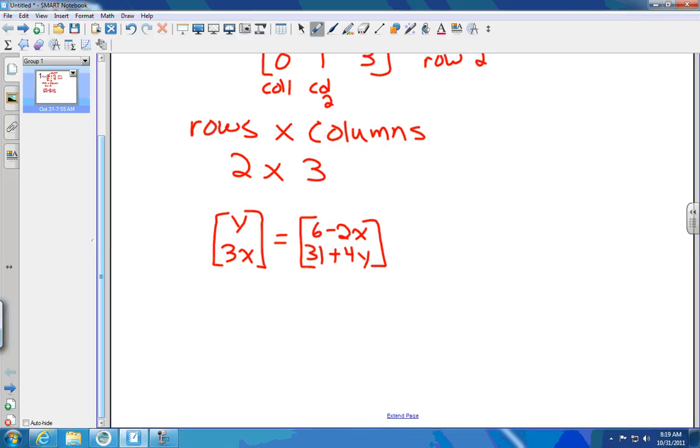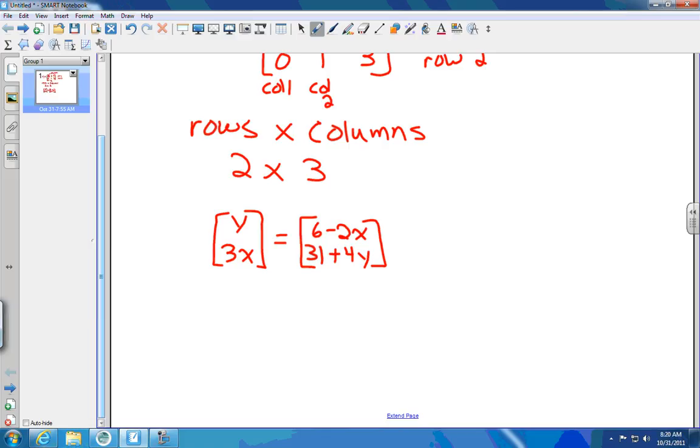And again, there's only one column there. That's 6 minus 2x. That doesn't count as 2 separate elements. Since they're connected with that minus sign, that's just one element. Even though I see there's obviously 2 different numbers there, it's just one element because it's got a minus sign between. 6 minus 2x is one element, and the 31 plus 4y the same way under there.